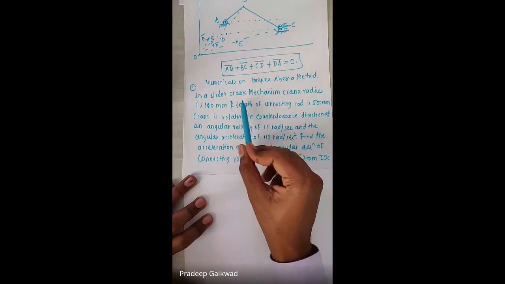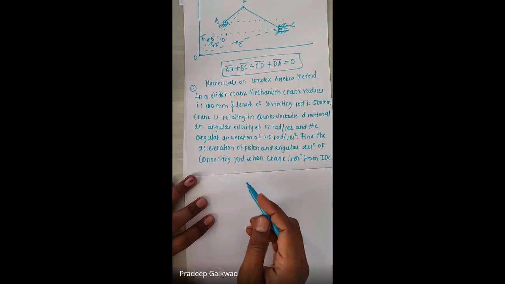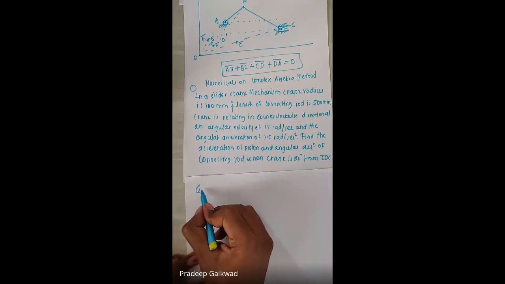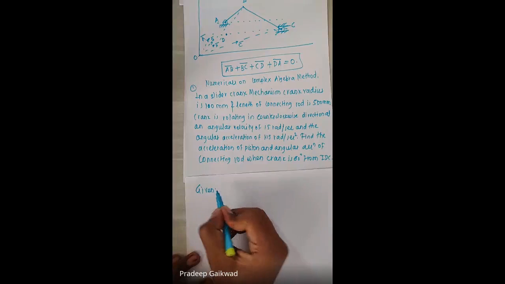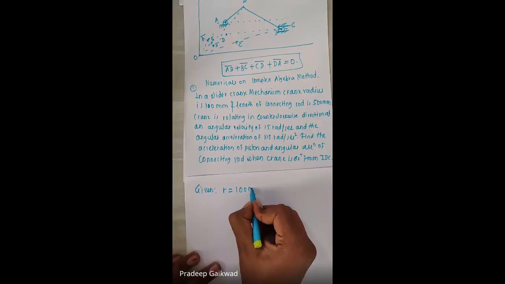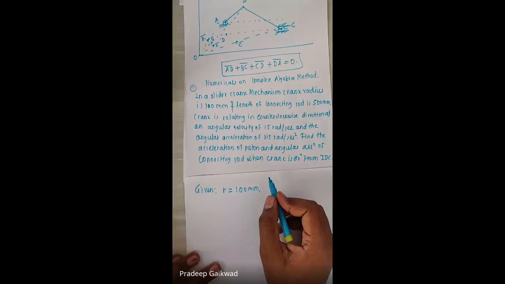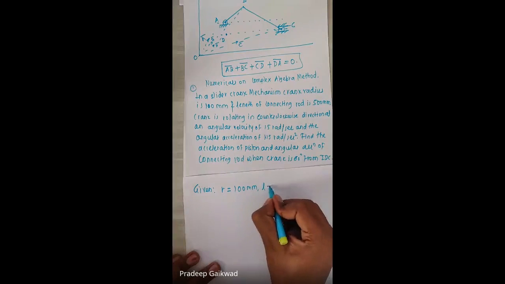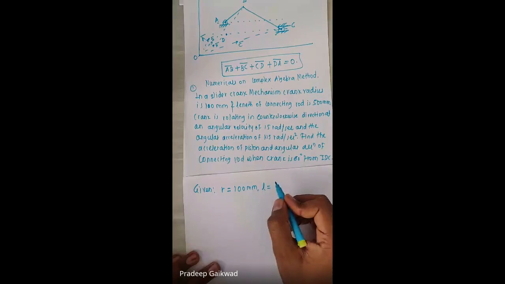In a slider crank mechanism, crank radius is 100 mm. So what is it? Yes, in given data, crank radius means we take notation R. R is equal to 100 mm. Next, length of connecting rod is 500 mm. Notation is L. As we use R and L for crank radius and length of connecting rod, L is 500.